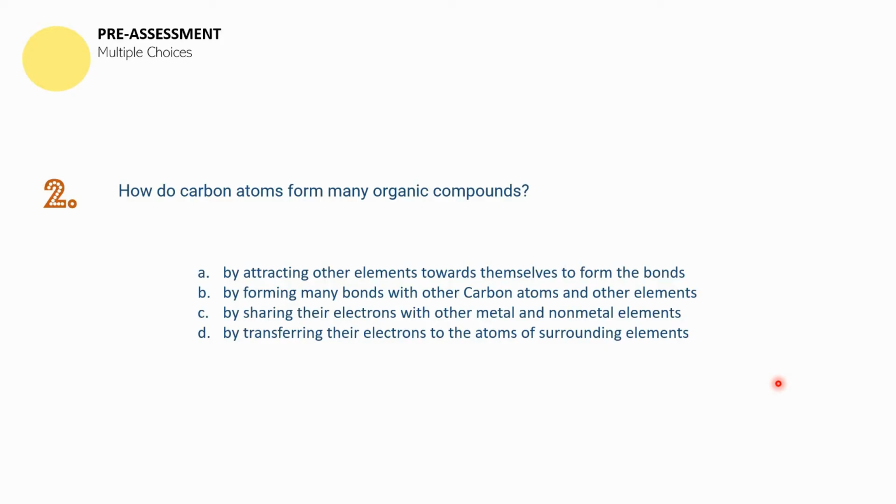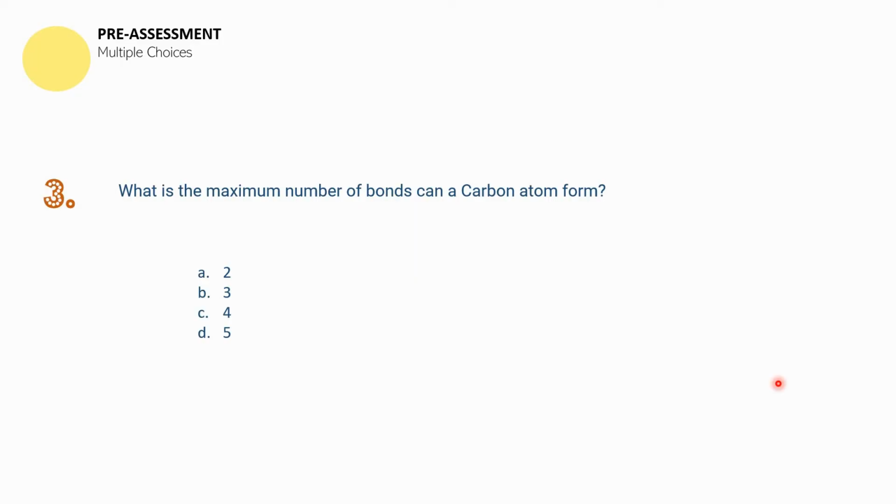If you have decided to continue, let us move on to question number 3. What is the maximum number of bonds a carbon atom can form? A, 2. B, 3. C, 4. D, 5. Pause this video if you need more time. If you have decided to continue, let us move on to question number 4.